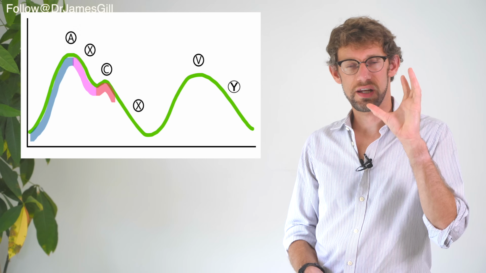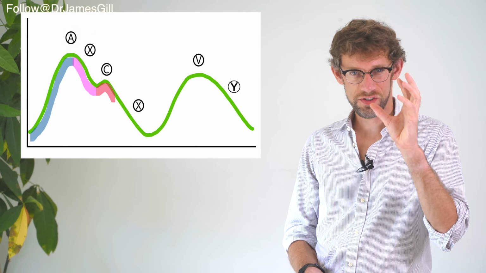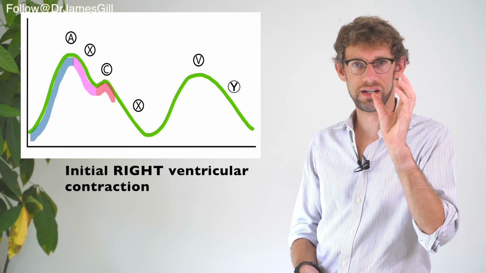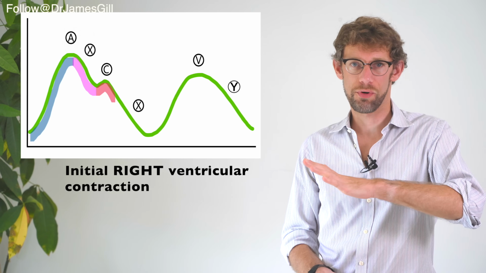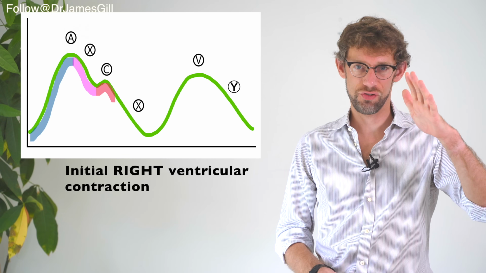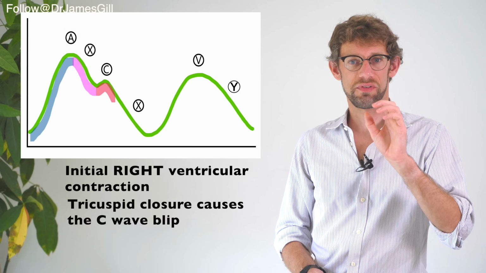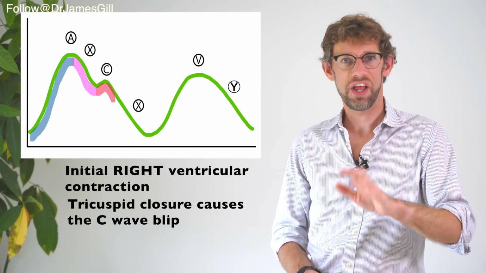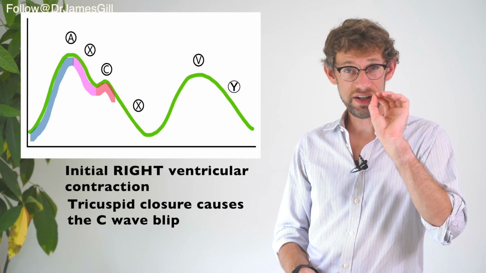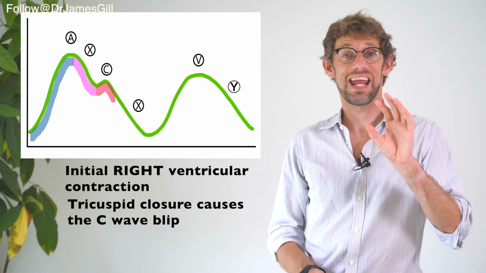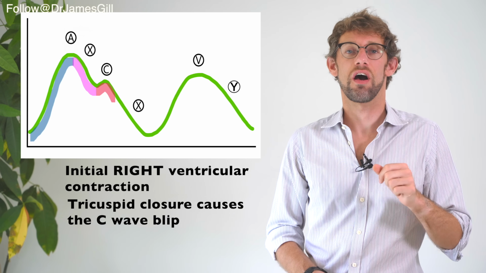Sometimes in the X wave, there's a barely perceptible C wave. The C wave is when the right ventricle first fractionally contracts, causing a shock wave to propagate back through the blood in the ventricle, causing the tricuspid valve to snap shut. This causes a brief blip of pressure in the right atrium, giving us our C wave.